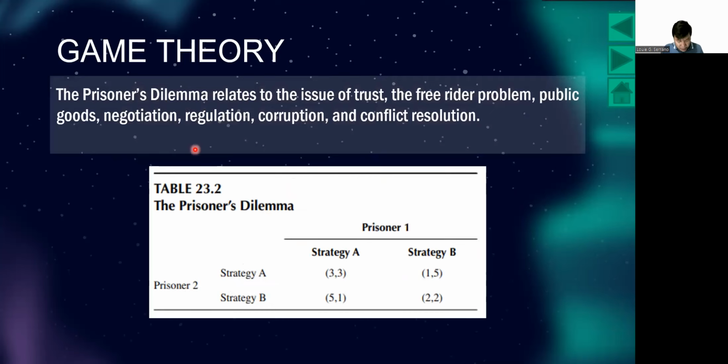So, the prisoner's dilemma relates to the issue of trust, the free-rider problem, public goods, negotiation, regulation, corruption, and conflict resolution. So, ito yung mga table natin sa prisoner's dilemma. So, from prisoner 1, so prisoner 2, ito, strategy A and B. Ito yung mga strategy A and B din sa prisoner 1.